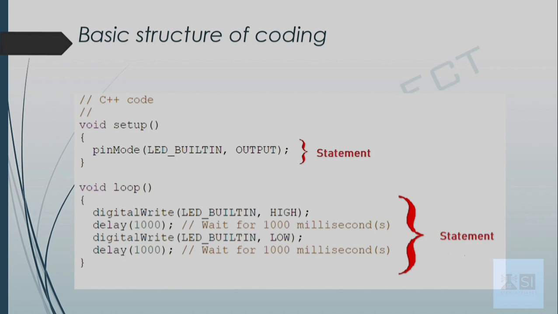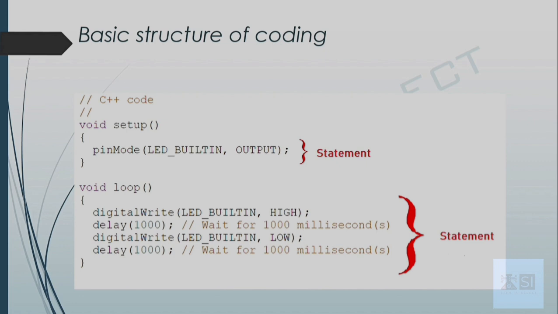The term pin mode means we have to tell the Arduino whether the component connected to a specific pin is either input or output. The Arduino doesn't know which component you are connecting to a particular pin, so we have to mention it. I can give you an example for this one.